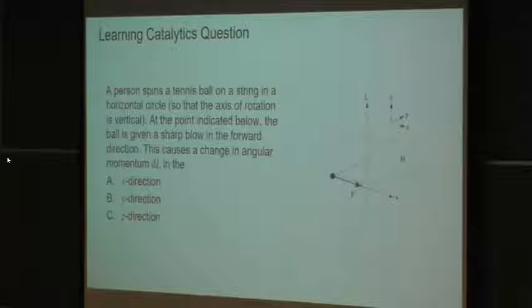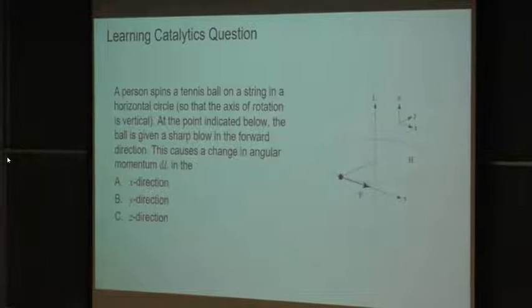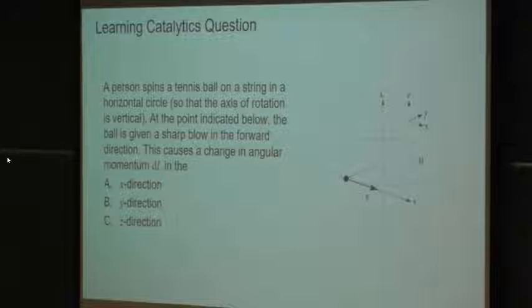since we're talking about changing L, let's do this question. A person is spinning a tennis ball on a string in a horizontal circle. It's going, I guess, counterclockwise as viewed from above, and the z-axis is up, so it's spinning in the xy plane. And you give it a little boost, which I guess is coming from a torque. In what direction will that change the rotational momentum of the tennis ball? X, Y, or Z?